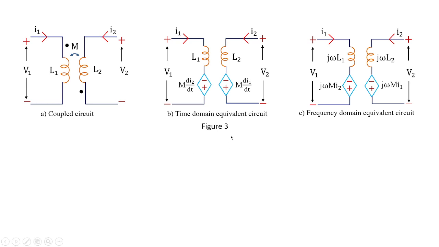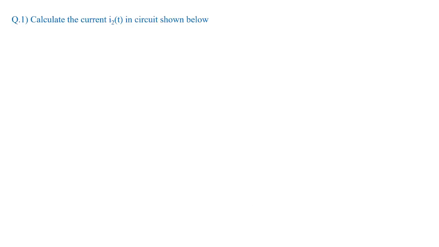So for this coupled circuit under figure 3, V1 will be equivalent to L1 di1/dt minus M di2/dt, because the current which is flowing is opposite to the flow of the current in the primary. Similarly, V2 will be equivalent to L2 di2/dt minus M di1/dt. I hope these equations are clear. Once we solve a few numericals, you're going to get a complete grip over this topic. So let us do that.